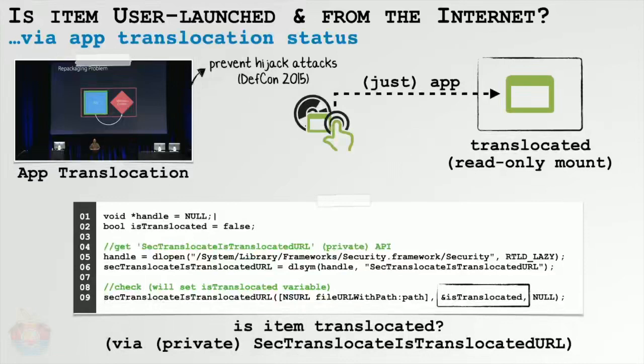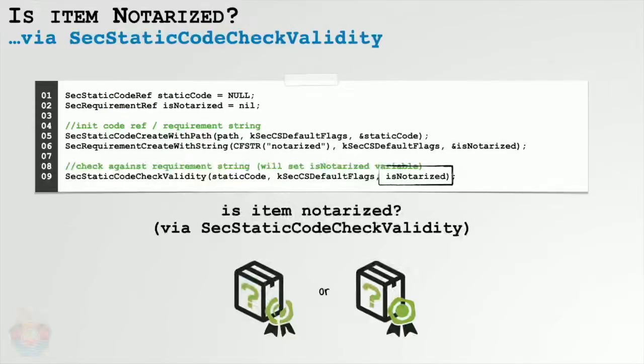So what we can do is use some private APIs to query the path of the process that is about to get launched to see if it has been translocated. If it's been translocated, this means that the operating system has determined it's from the internet and that the user has double-clicked it to run, which is exactly the type of applications we are interested in.